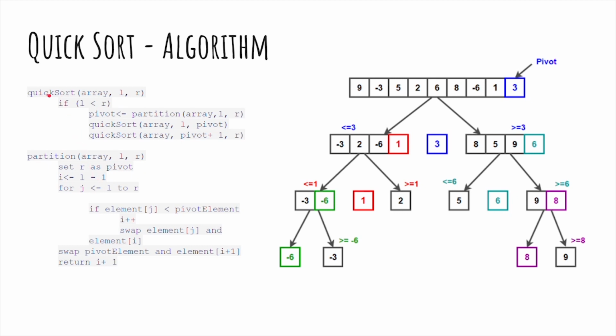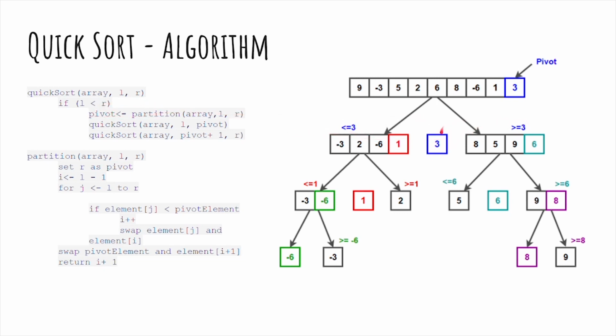First, let's see what quicksort does. Quicksort has three parameters: array, which is the original array, and leftmost index and rightmost index. Now we have to make sure that the leftmost index is always less than the rightmost index. I will explain later why that is important. Now we call this partition function and give it the same three parameters as we gave to quicksort, and it returns us the pivot.